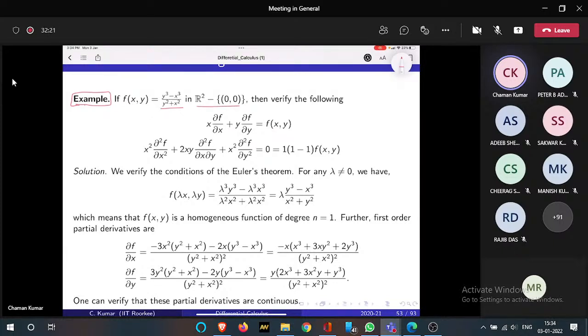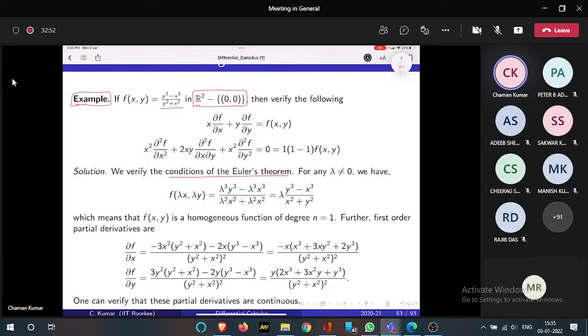The domain of this function is R^2 minus (0,0), because if x and y both are 0, then the function will lead to a 0/0 form and the function is not defined. So we exclude (0,0) from the domain of the function. At other points, that means the points other than (0,0), this function is well defined. Okay. So first of all, we will verify the conditions of Euler's theorem.